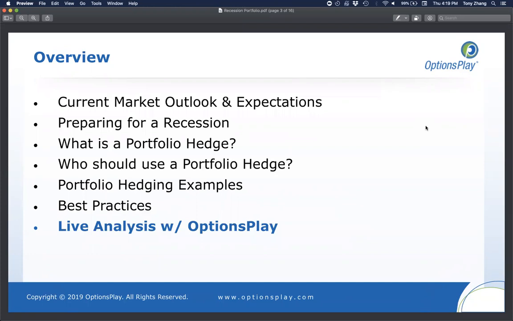Before I get started, I just want to do a quick poll of the audience here in the room. How many of you expect to see a recession in the U.S. over the next 3 to 6 months, in a relatively short period of time? How many of you say yes, how many say no, and how many of you are not quite sure?